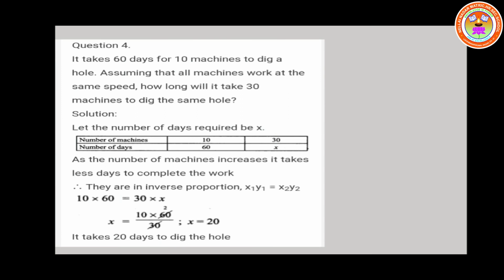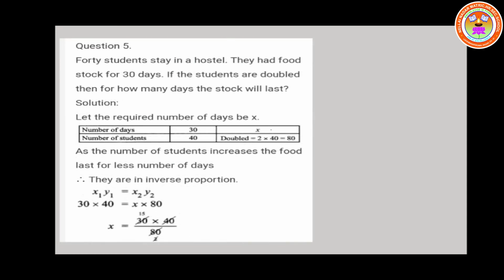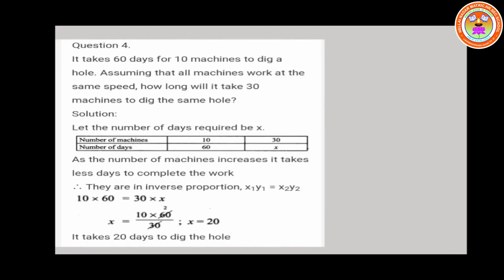So x1 into y1 is equal to x2 into y2. So 10 into 60 is equal to 30 into x. Just simplify it, x is equal to 10 into 60 divided by 30. Cancel it by 2 tables. So x is equal to 20 is your answer. So it takes 20 days to dig the hole. So if 30 machines are available, it takes 20 days to dig the hole.